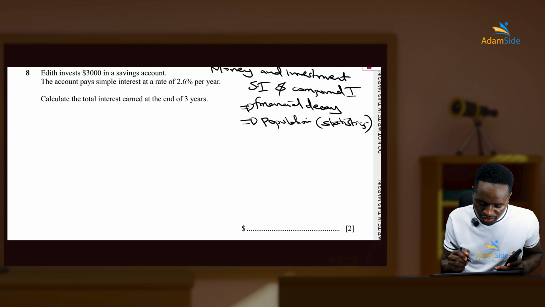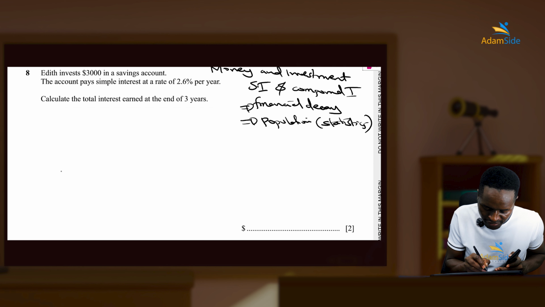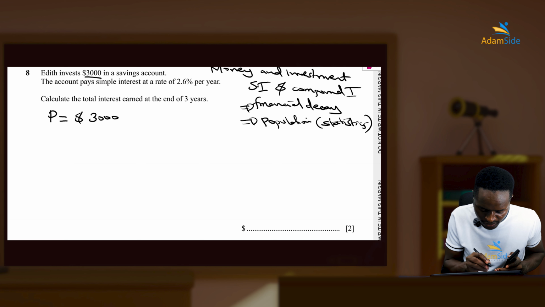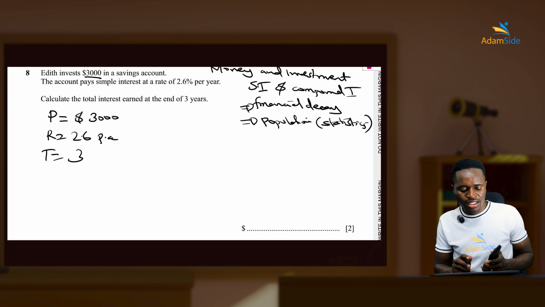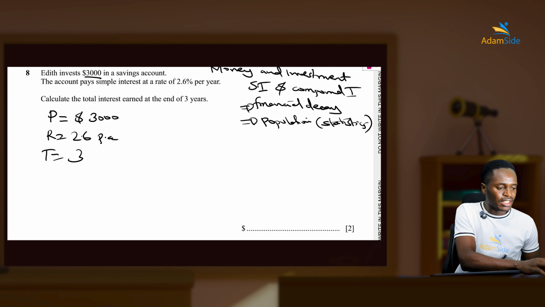So calculate the total interest earned at the end of 3 years. Edith invests $3,000. So the principal, the money invested or borrowed from a bank, is $3,000 in a savings account. The account pays simple interest at a rate of 2.6 per annum. Correct. Time taken is 3 years. Correct.